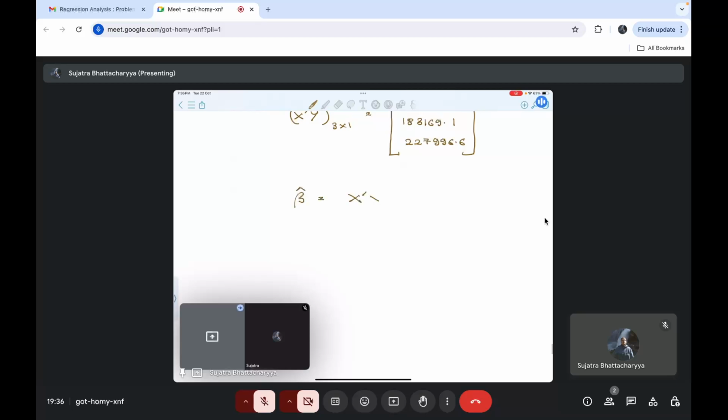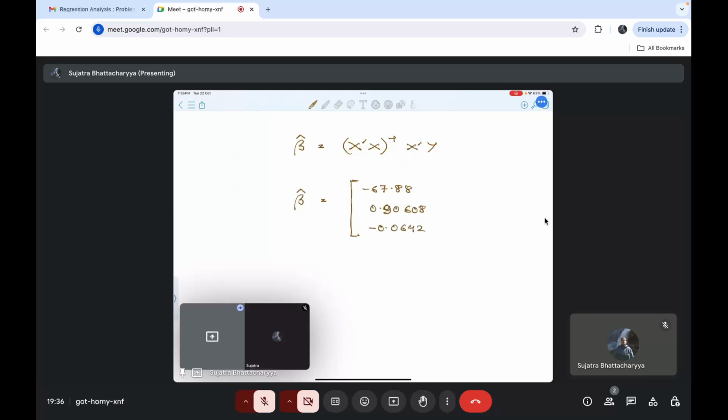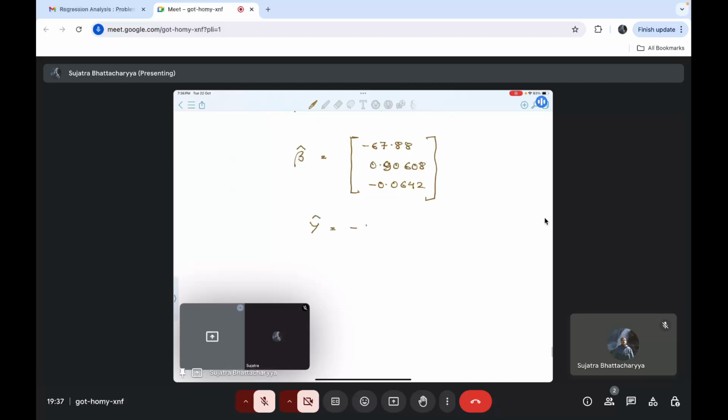So what is the formula? X prime X inverse, X prime y. Just put it in and you get the result beta hat as minus 67.88, 0.90608, and minus 0.0642. So y hat is minus 67.88 plus 0.91 x1 minus 0.0642 x2. That is the estimated model.